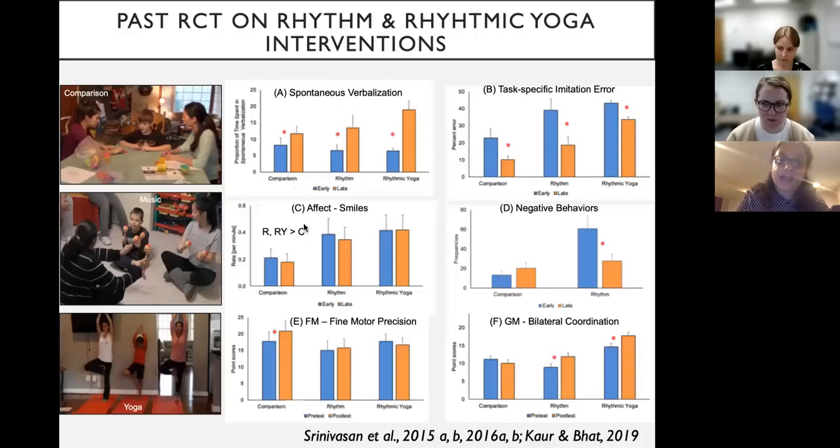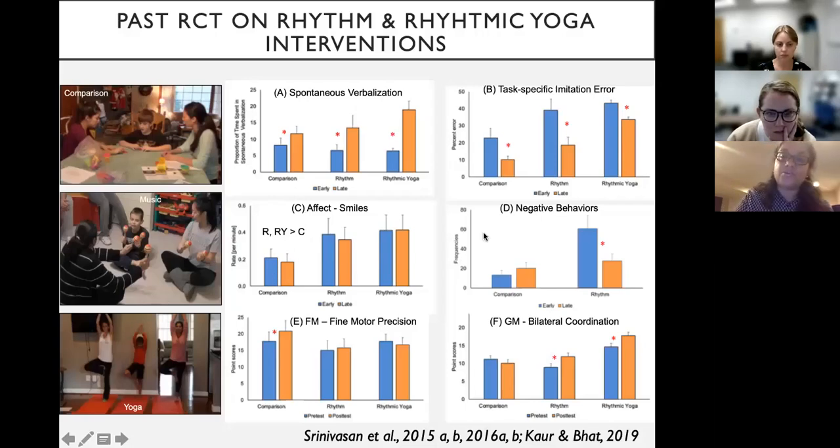And then in terms of affect or smile rates, how much they smile, you don't see improvements over time. So, with training, you don't seem to be smiling more. But in general, within that context, you see more smiles within those movement contexts than within the comparison group. If anything, you see more compliance in the comparison group, not as many smiles.